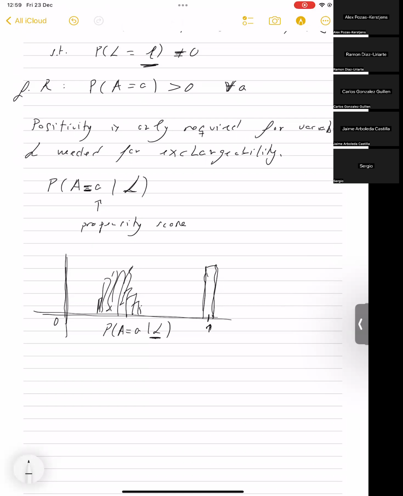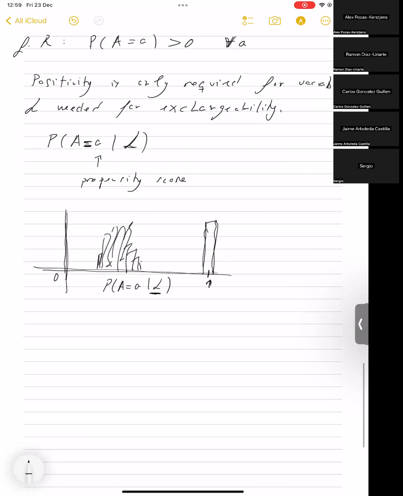And there are more ways to empirically verify if positivity holds, and they explain this in chapter 11 or something like that. I don't remember. But this is one of the possibilities. And of course, there is the very simple thing: if the sample size is big enough, we expect to see people at all levels of treatment for every value of L. For every combination of L, we would expect to see people in every level of treatment, if positivity holds.